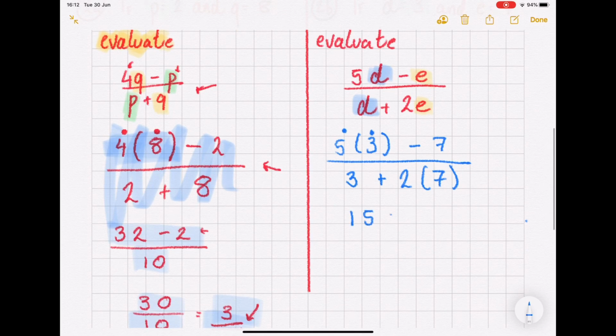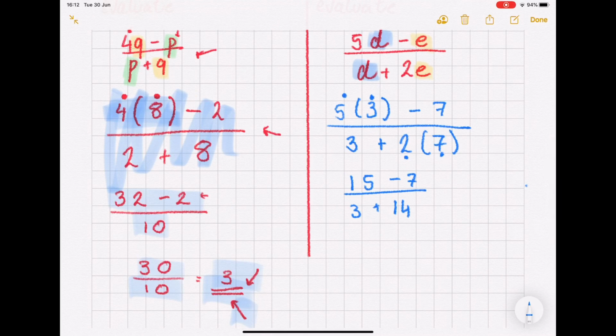Now our next step is to multiply out our brackets, so whatever's on the inside, we times by whatever's on the outside. So 5 times 3 is 15, we have minus 7, all over 3 plus whatever's on the inside, we times by the outside, so 2 times 7 is 14, like so. Now our next step is to do these sums. So 15 take away 7 gives us 8, and 3 plus 14 gives us 17. Now we can't simplify this any further, so that's our final answer there, 8 over 17.